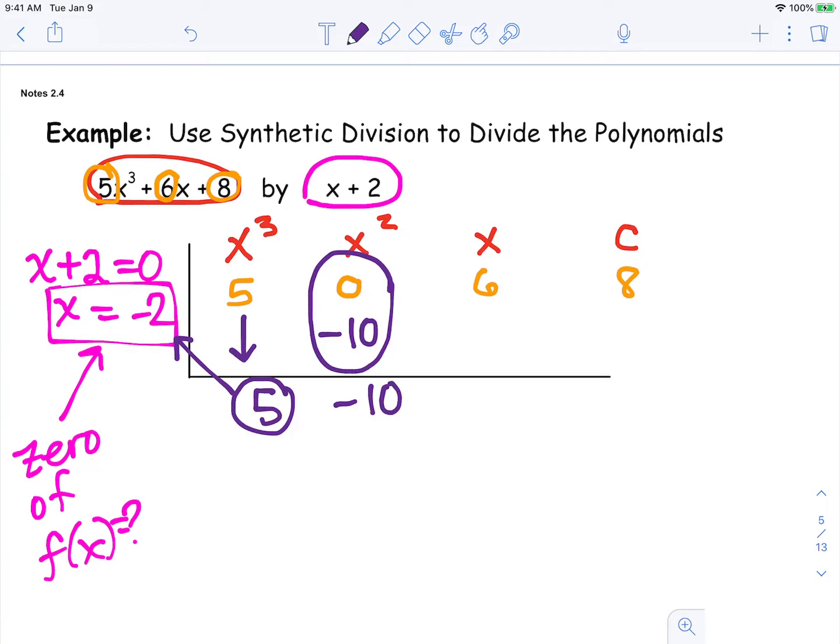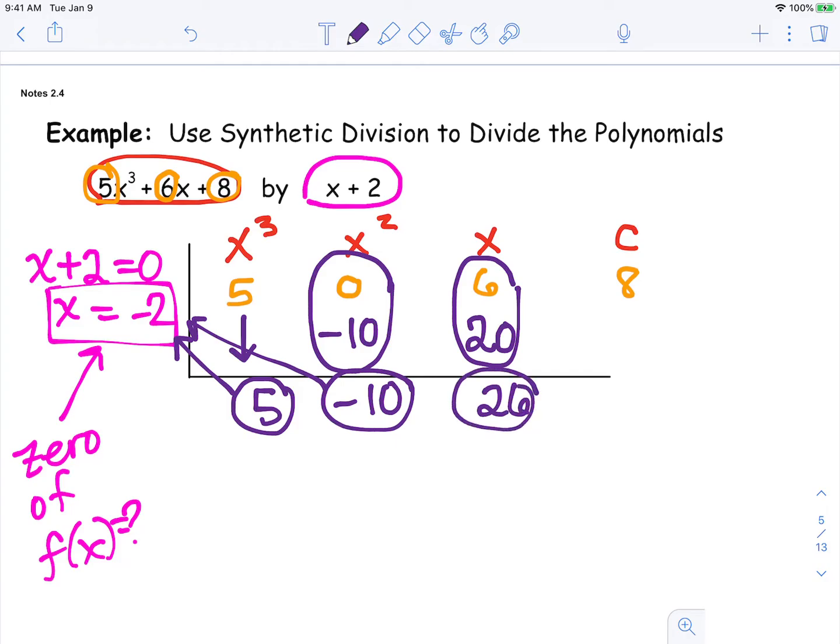Now what's underneath the box is going to multiply to -2. So -2 times -10 is 20. Now we're going to add the column, 26. Underneath the box, multiply. So 26 times -2 is -52. Add the column.